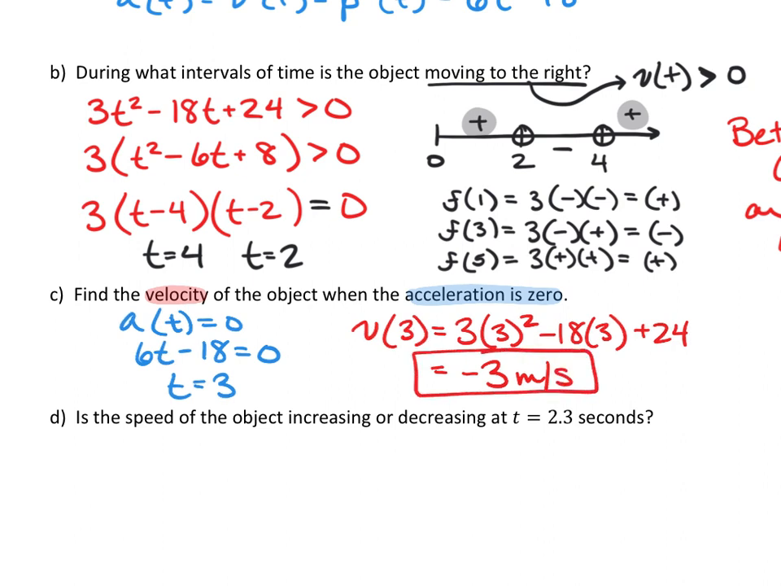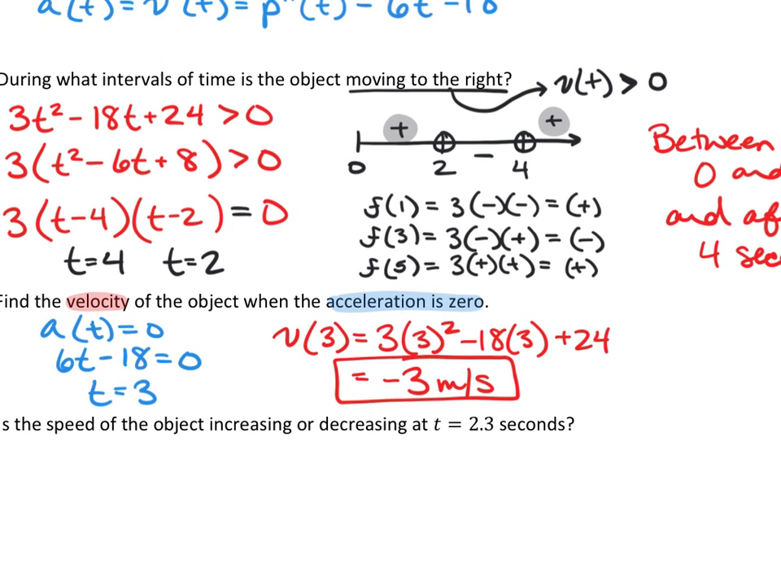Bonus question here. That's the velocity. What's the speed? 3. Remember that speed is the absolute value of velocity. So the speed is 3 meters per second because we don't care about direction. The negative 3 meters per second on velocity tells me it's going 3 meters per second down or to the left. That's a direction.